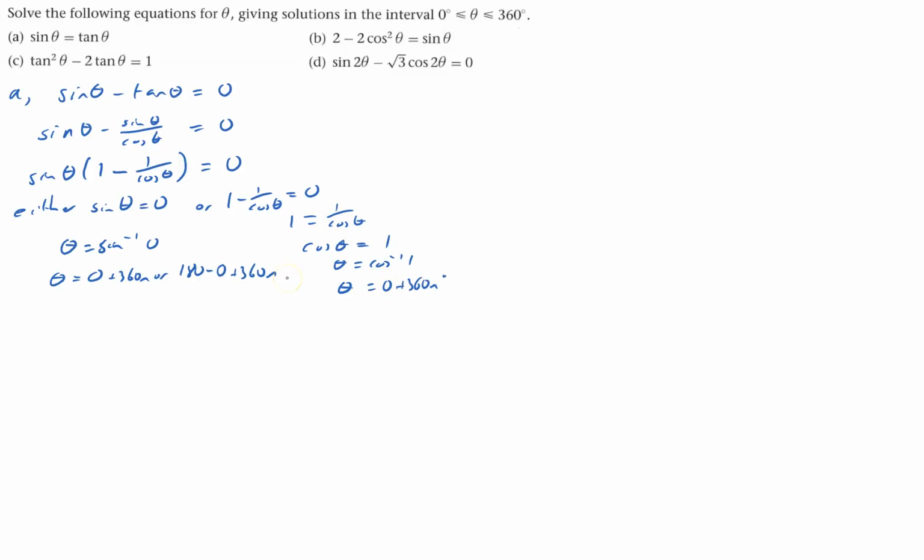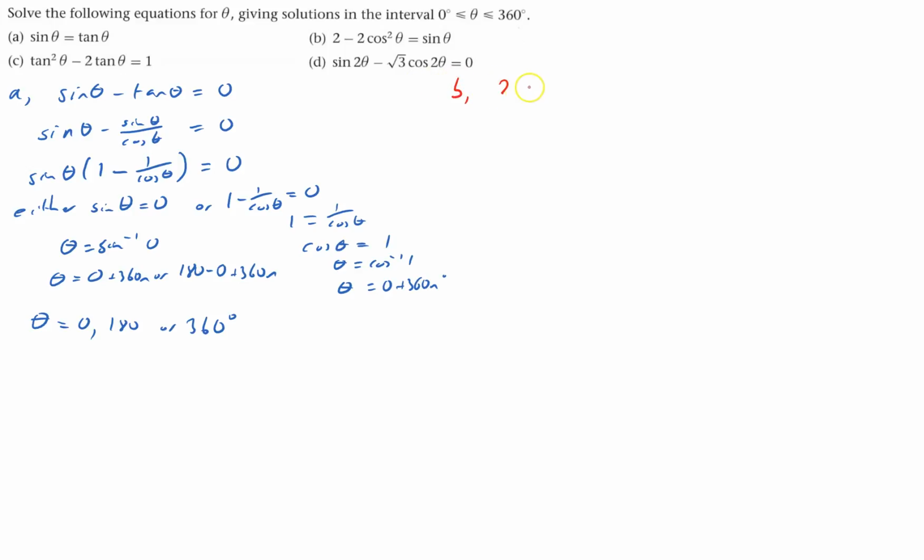So actually, we've got everything already. And so therefore, theta, again look at my range, 0 to 360 inclusive. So it's 0, or 180, or 360 degrees. And that's done part A. And now part B I'll do in red.